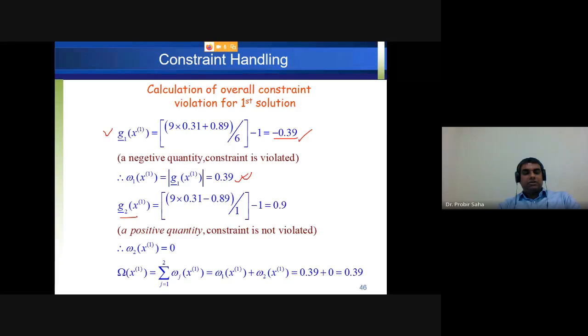Now let's go for the second constraint for solution 1. It becomes 0.9. That means it is positive, greater than or equal to 0. That means this will be 0. So omega 1 of x1 is 0.39 and omega 2 of x1 is 0. Why 0? Because it is not violating the second constraint. So now I have to find out the total violation amount. So that has to be summed up, and as there are two constraints, j goes from 1 to 2. So we have omega 1 and omega 2. Omega 1 is 0.39 and omega 2 is 0 because this is not violating. So finally, I have got a value of 0.39.